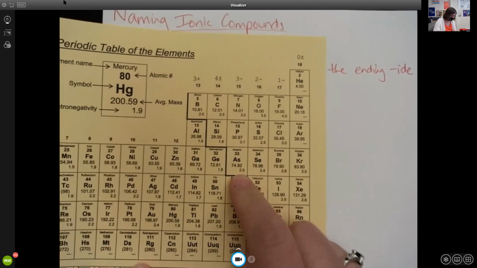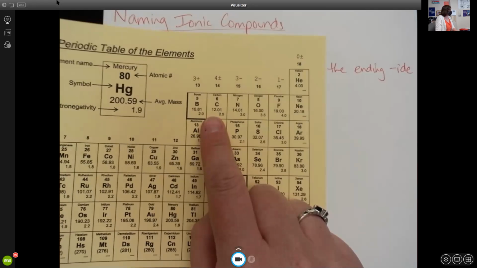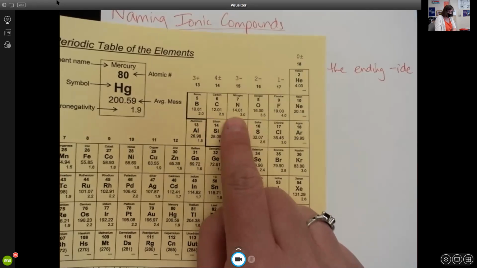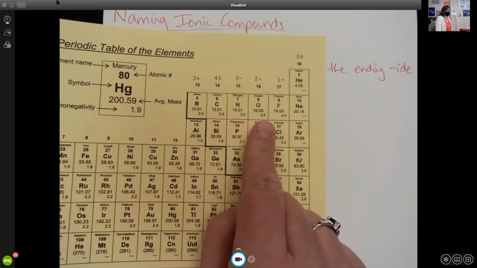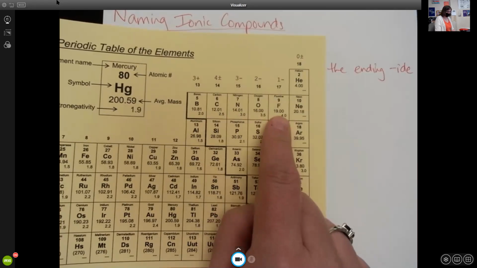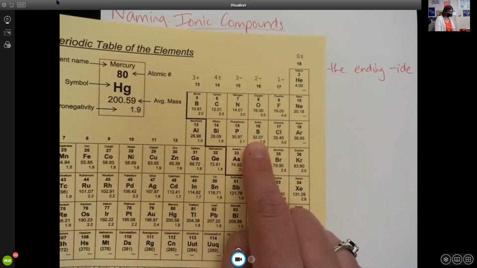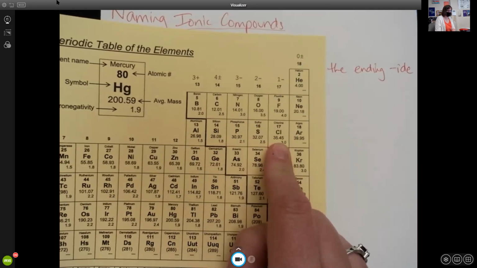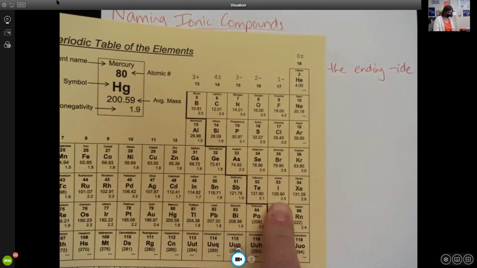So I thought we could look here really fast and practice putting "ides" at the end of elements. So what would you say for carbon? Carbide. So we do always take a little bit off at the end. Nitrogen becomes nitride. Oxygen becomes oxide. We got fluoride already. Phosphorus is phosphide. Sulfur is sulfide. Chloride. Selenide. Bromide. Telluride. Iodide. And that's really all the ones we use.